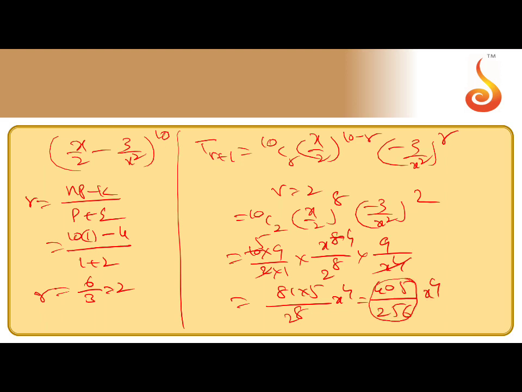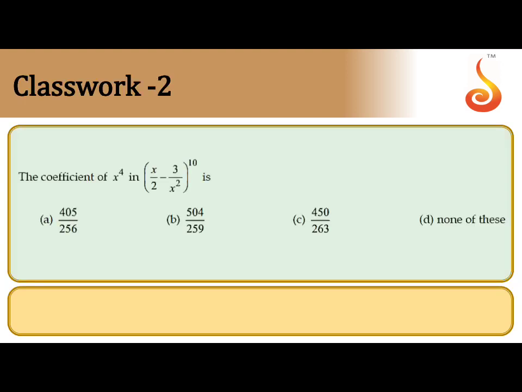They are asking what is the coefficient of x power 4. That is 405 by 256, the answer. You can check the answer. So the coefficient of x power 4 is 405 by 256. So option A is correct. I hope you understand. For finding the coefficient of the x power k term in the expansion, you can use the formula r equals np minus k by p plus q, and after getting the r value, you can go for the general term and solve it. In the entire chapter, the main thing you have to remember is the general term of the binomial expansion and how to get the solution.